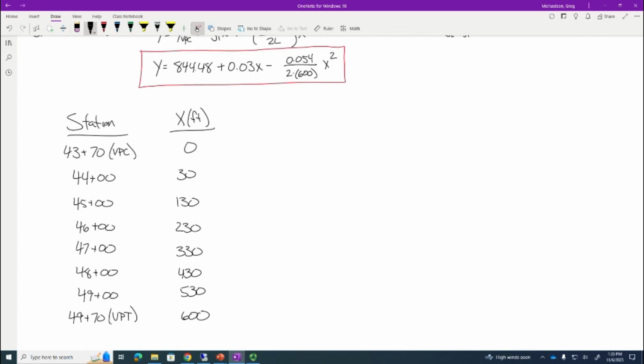All right. Now, let's do y. First off, this first one I think is pretty easy, because if I plug and chug x equals 0, that's 0, and I get 844.48. Somebody do the next one. So the next one is going to be that times that. And so what do we get when we chug that out?